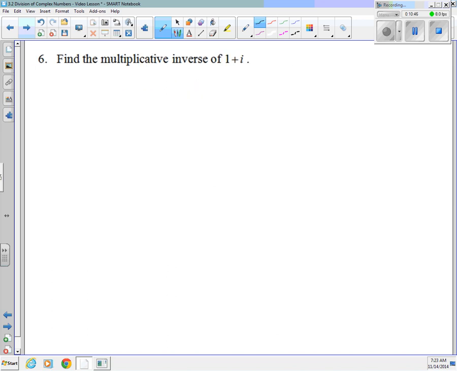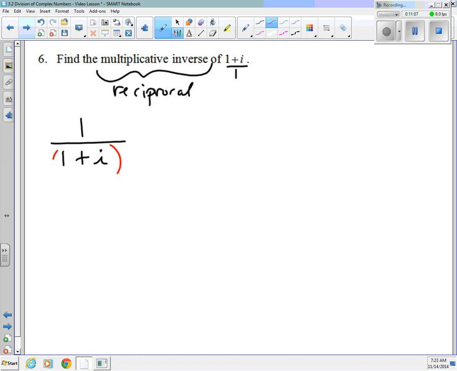Same sort of concept when we want to find the multiplicative inverse of a complex number. The multiplicative inverse of a complex number is its reciprocal. So I want to take the reciprocal of 1 plus i, which is 1 plus i over 1. That's 1 over 1 plus i. And then I want to multiply top and bottom to see what real number this really is. I want to multiply by 1 minus i. That's the conjugate of the denominator.